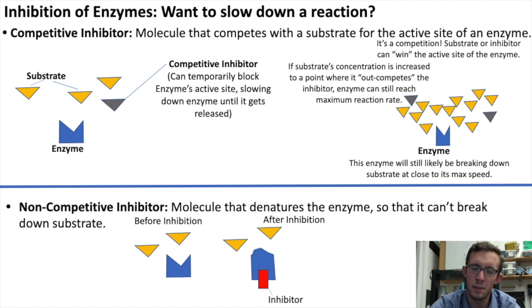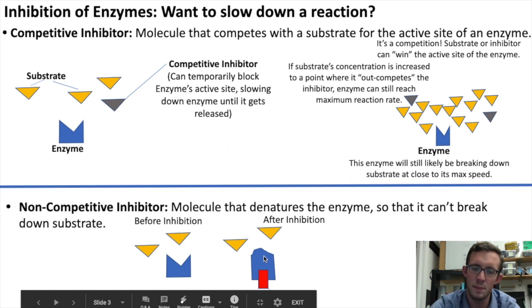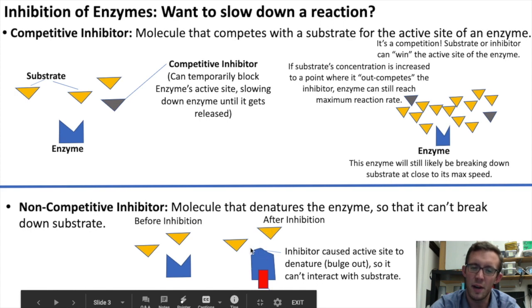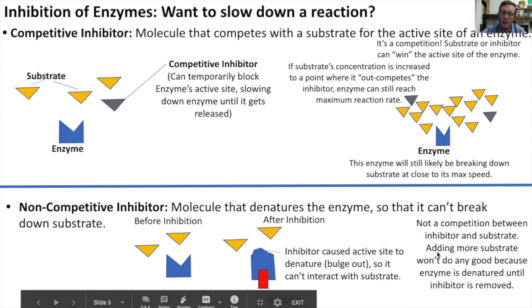has bonded with the enzyme, you can see that the active site of the enzyme has become denatured. In this case, it's bulged out in a way that the enzyme can't interact with the substrate anymore. And so unlike before with competitive inhibition, if we were to add more substrate in this scenario, it wouldn't do any good. It wouldn't increase the rate of the enzyme's reaction because the enzyme is just denatured. And until this inhibitor gets removed, the enzyme's active site would remain denatured.